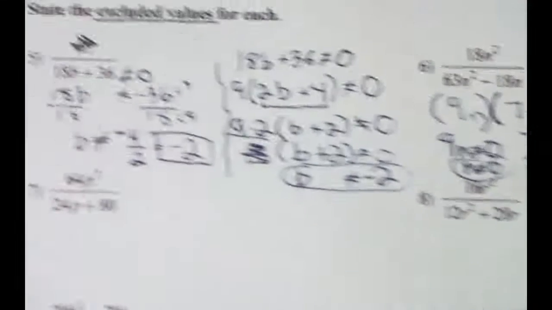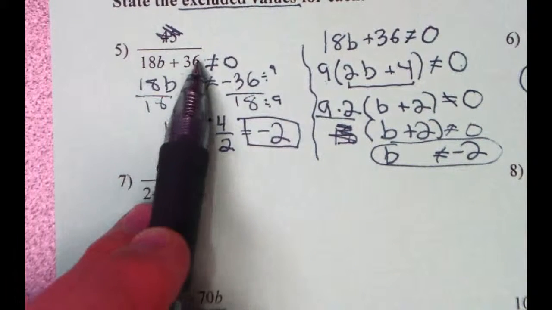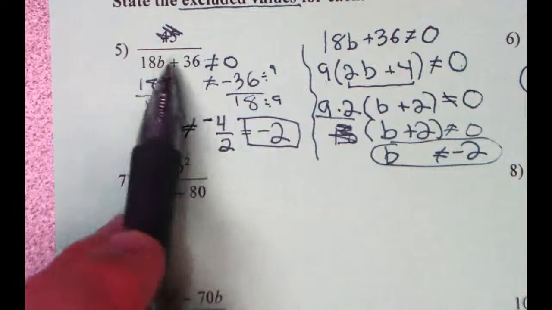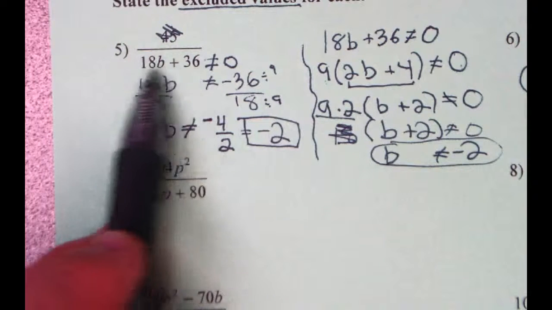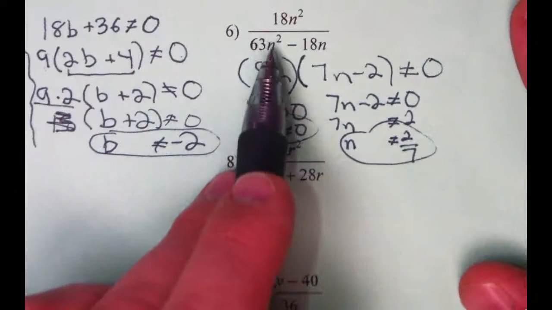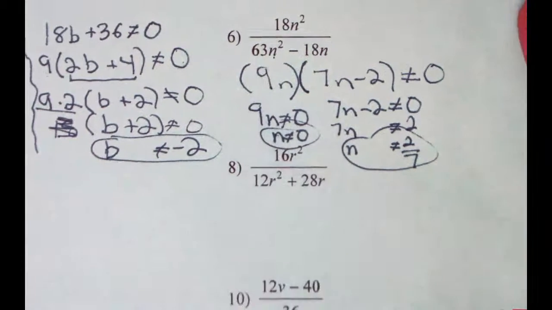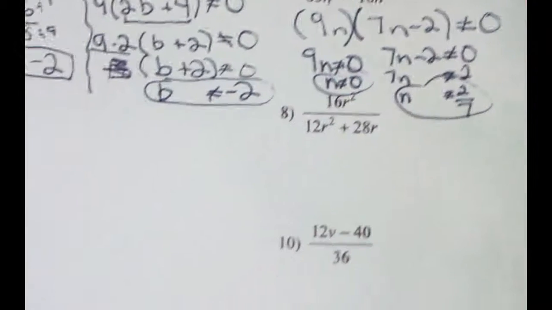And you might notice over here, if you plug in 0 to here, you get 18 plus 36, which is not 0, so yeah, 0 is not an excluded value. These are only the numbers that, when you plug them into the bottoms, you get 0. If you plug 0 into here, you can see you'll get 0 minus 0. Alright, so keep on going, keep on working.